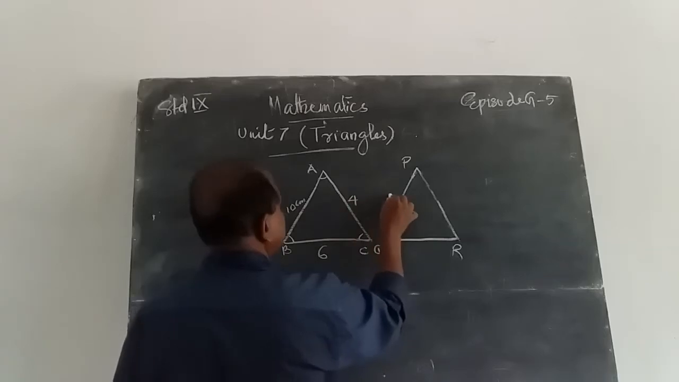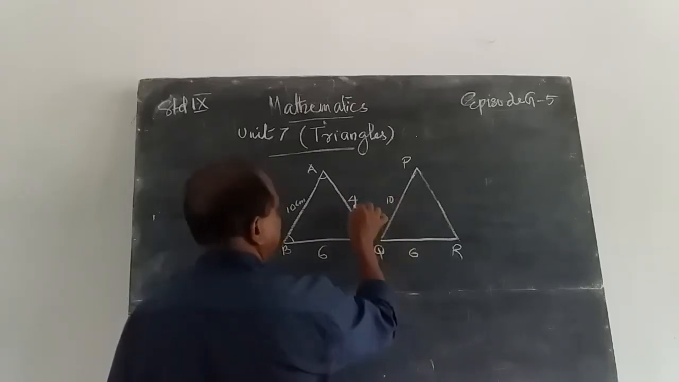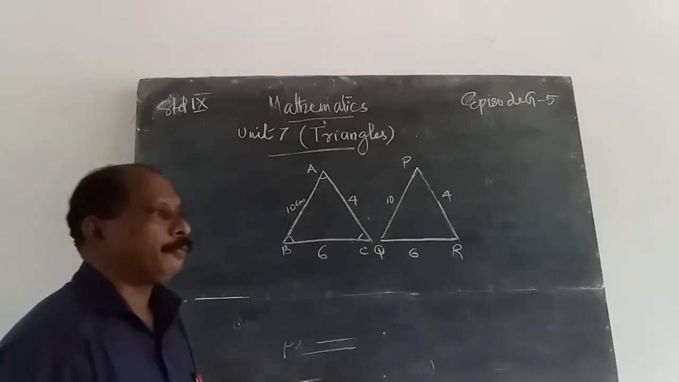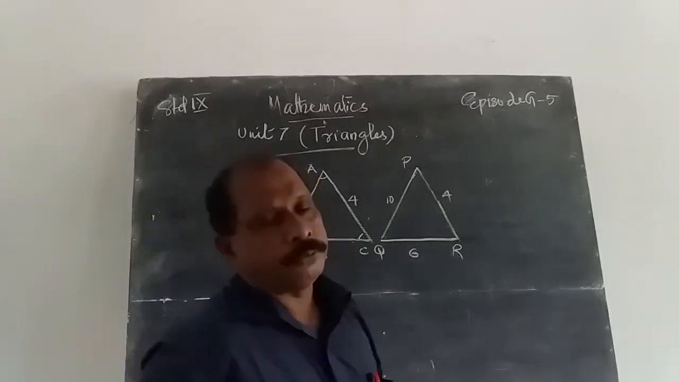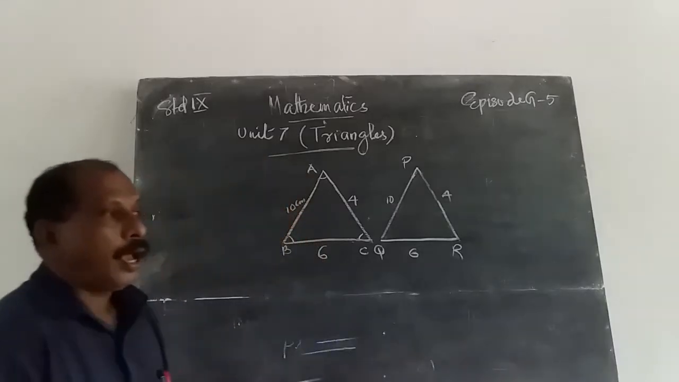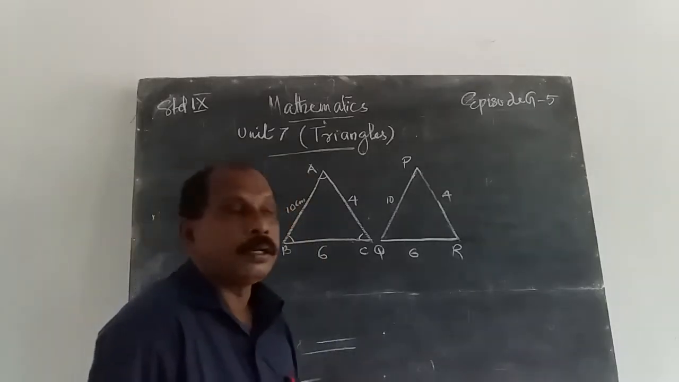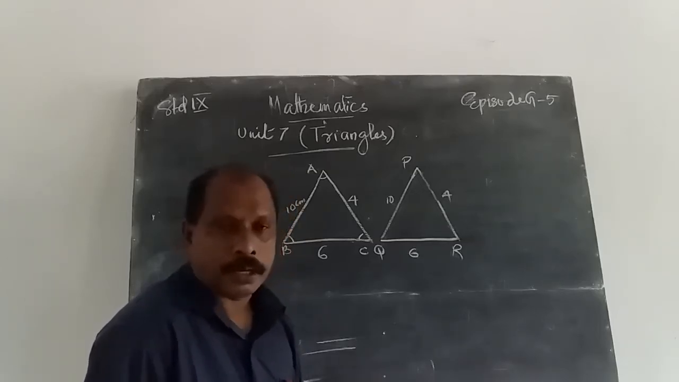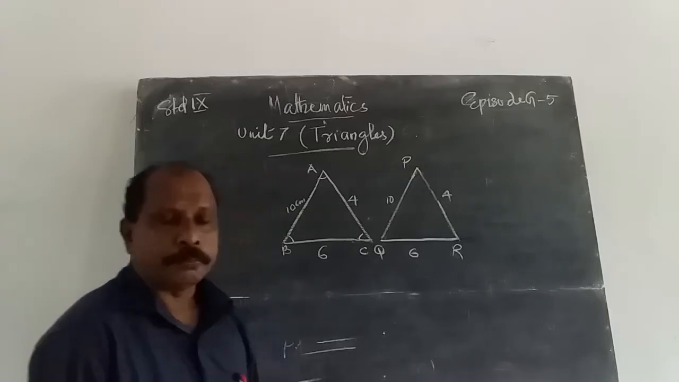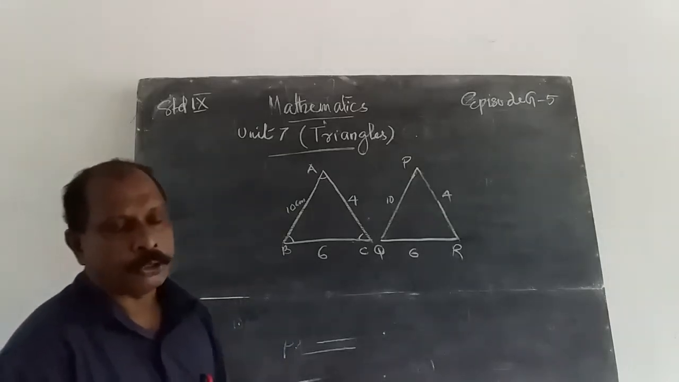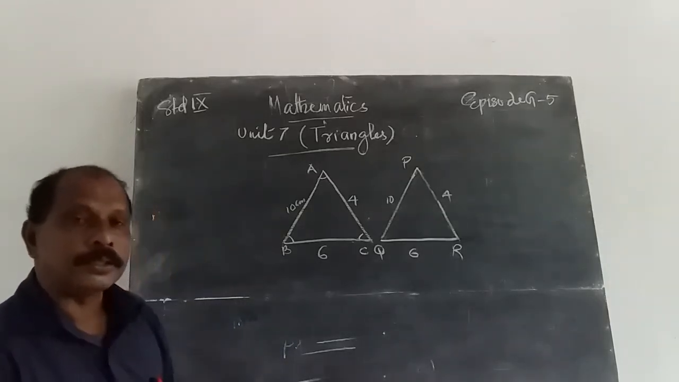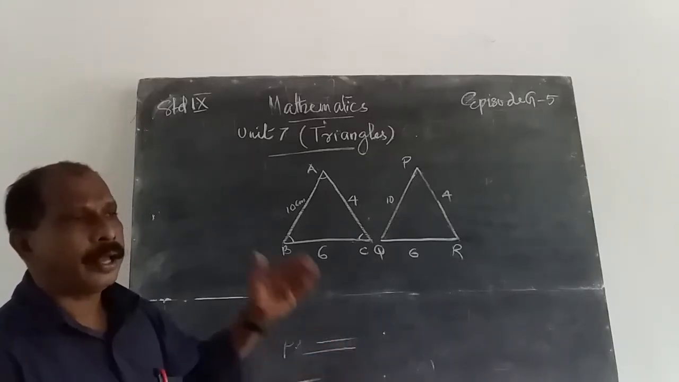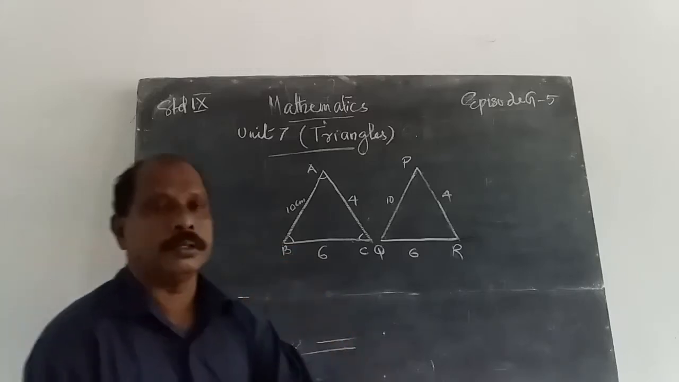6 centimeter, 6 centimeter. 4 centimeter, 4 centimeter. That means in the first triangle ABC and the second triangle PQR, angle A is equal to angle P, angle B is equal to angle Q, angle C is equal to angle R, AB is equal to PQ, BC is equal to QR, and AC is equal to PR. That means all the corresponding sides and the corresponding angles are equal.